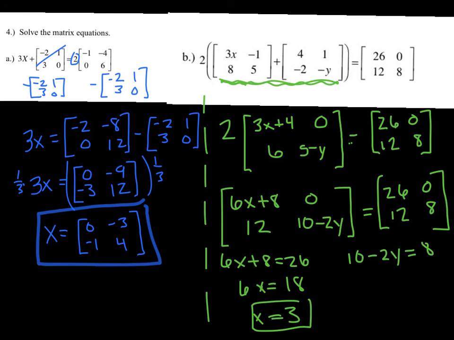Over here on the right, you subtract the 10, get negative 2y equals negative 2. Divide by negative 2, y is 1. So in this case, you were solving for an individual value for x and y. And those would be your two solutions.